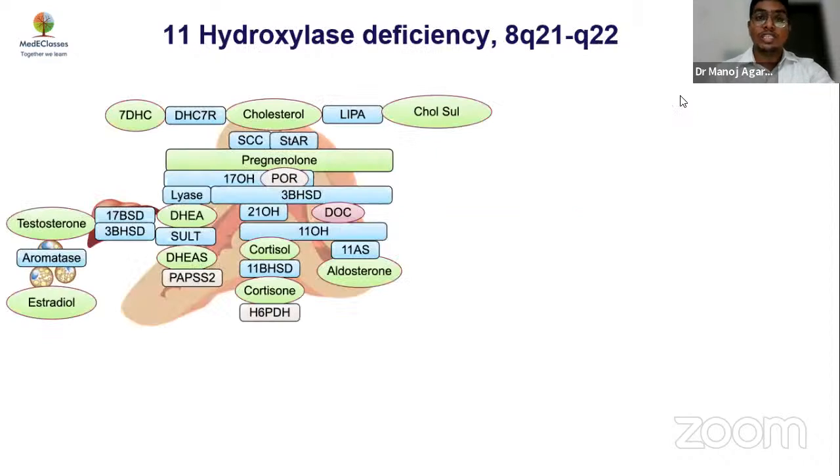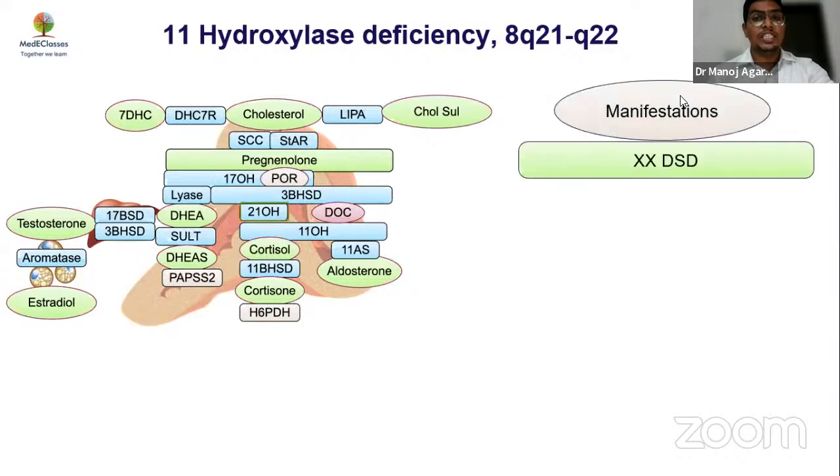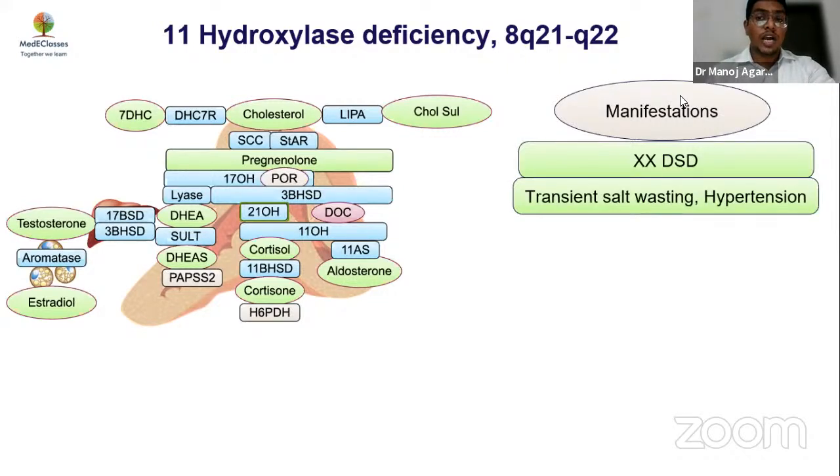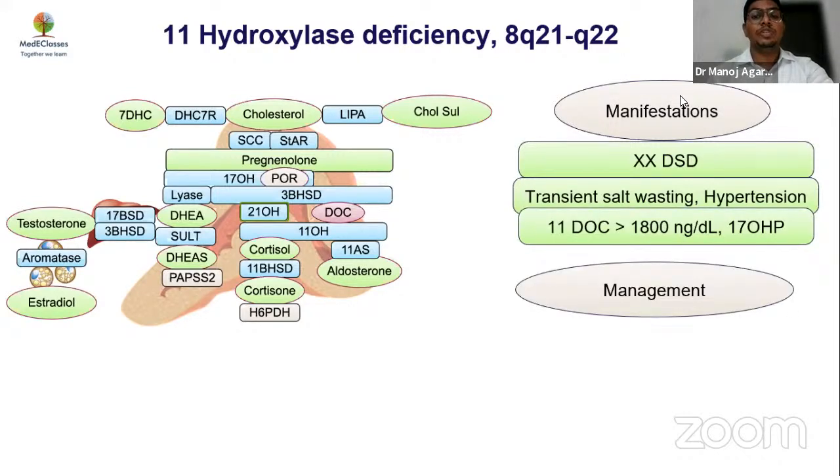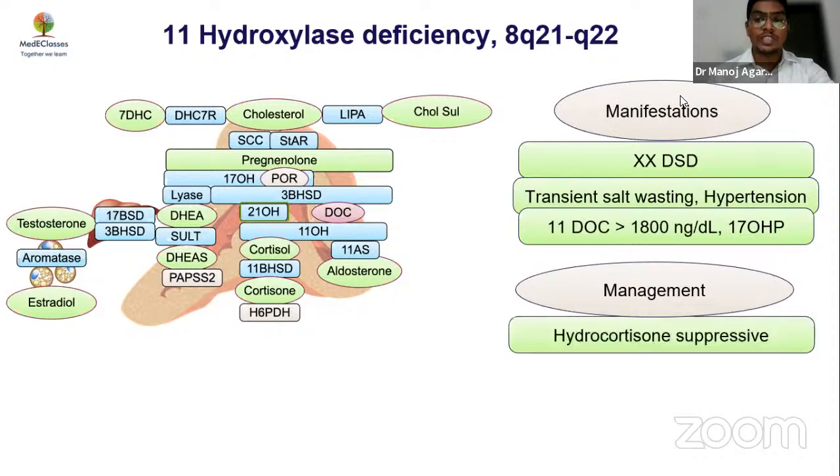So now we will move towards the CAH variety of hypokalemia, which is 11 hydroxylase deficiency. In this patient, due to the blockage, there will be no aldosterone, but there will be excessive DOC production, which is a potent mineralocorticoid. Due to high androgen production, a girl child may present with XY DSD in the newborn period. Because of the high requirement of aldosterone, this patient may present with transient salt wasting and hypertension afterwards. Diagnosis is made by a high DOC level, which is more than 18,000 nanogram per deciliter, and borderline high 17 OHP. And how do we manage this condition?